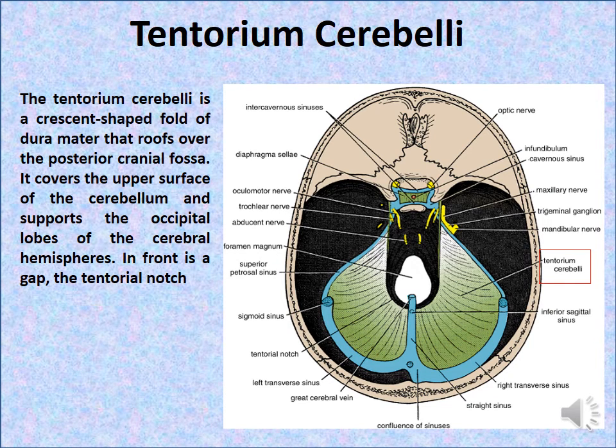The second one is called Tentorium Cerebelli. The Tentorium Cerebelli is a crescent-shaped fold of Dura Mater that roofs over the posterior cranial fossa. It covers the upper surface of the cerebellum and supports the occipital lobes of the cerebral hemispheres. In front is a gap, the tentorial notch.